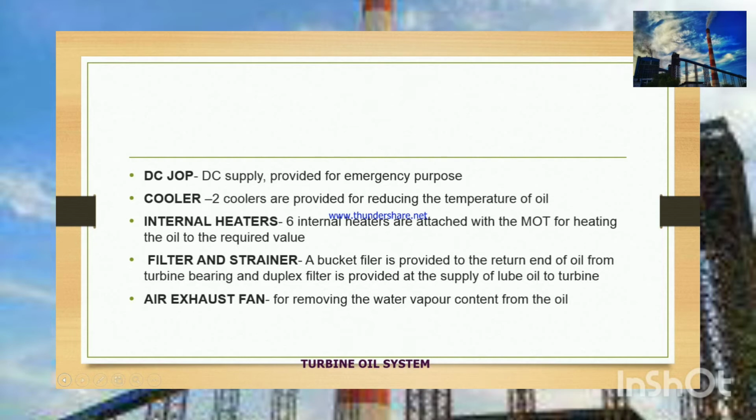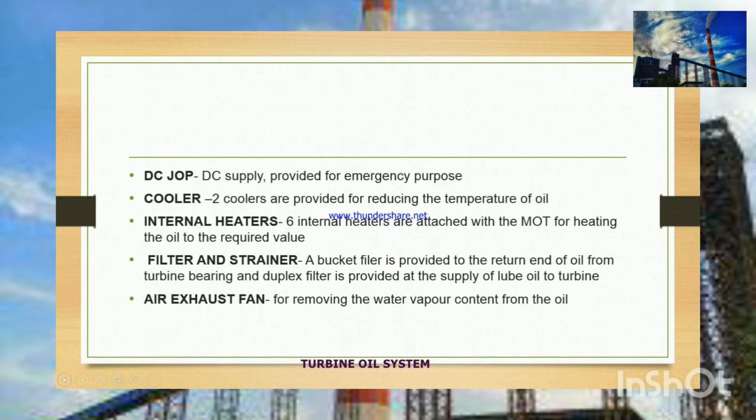So for removing these dirt particles, we use filter and strainer. There will be a bucket-shaped strainer in the return line of lubricating oil. When the oil passes through the bucket strainer, the foreign materials and dirt particles are deposited in the bucket strainer and pure oil comes to main oil tank. And there will be duplex filters provided in each supplying line of lubricating oil and jacking oil. They will remove dirt particles and foreign materials.